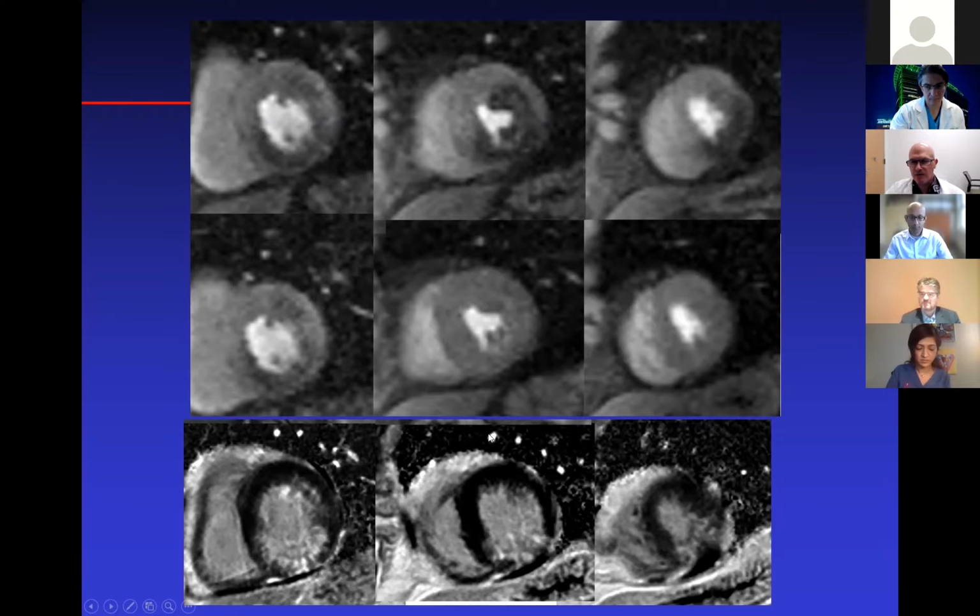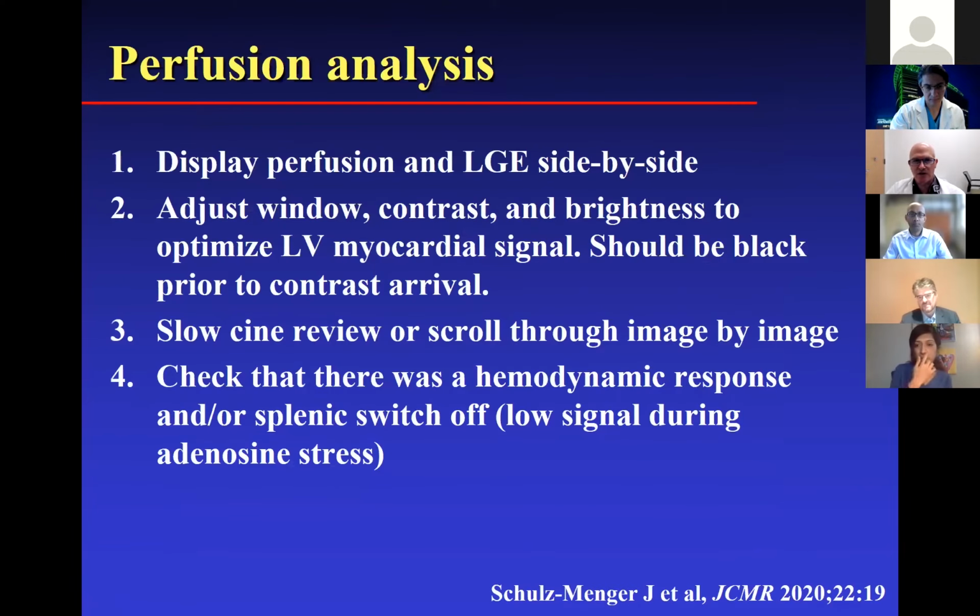This points to the importance of looking at matched stress, rest, and late gadolinium enhanced images to come up with your final diagnosis. So let's go through some of the details of how to do it appropriately. Again, all of this is taken from Jeanette Schulz-Menger's task force published in JCMR in 2020. Firstly, as I showed you on the previous slide, you want to display perfusion images and LGE side by side so that you can see if there is a perfusion defect, whether it's due to prior infarction or purely due to ischemia.